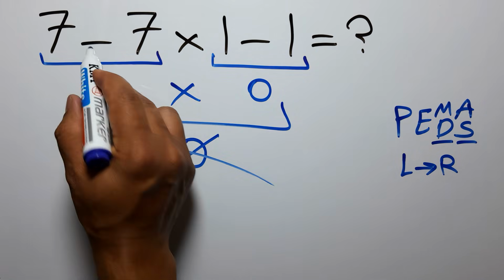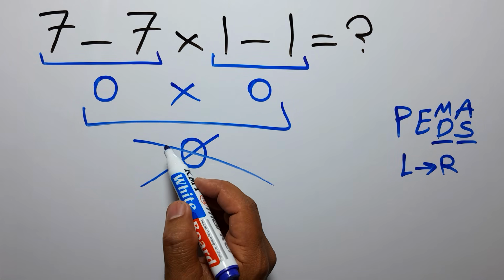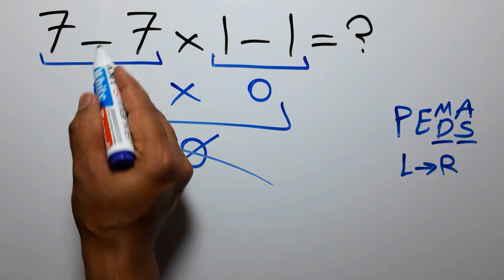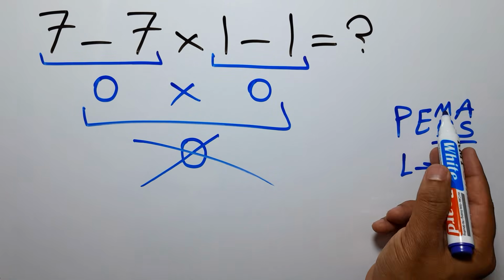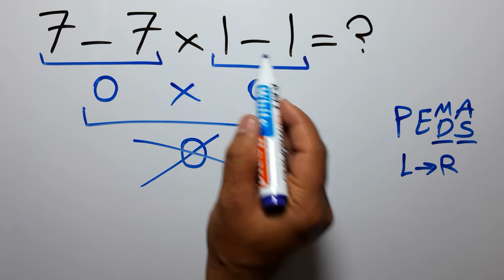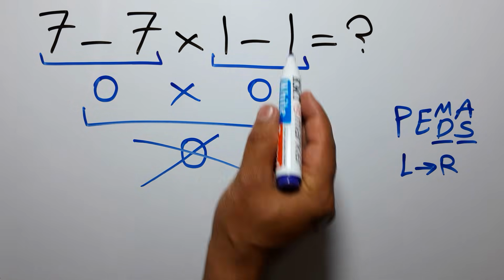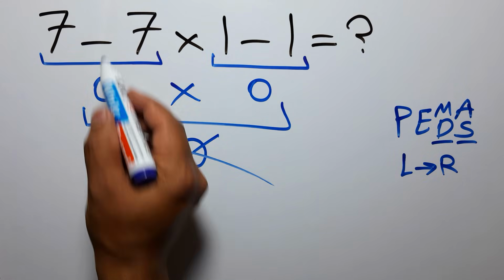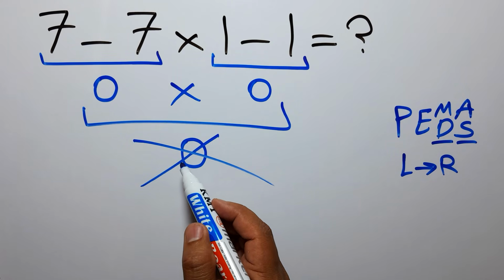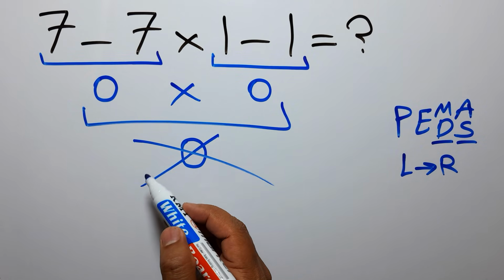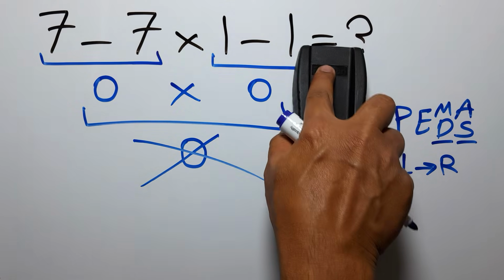In this expression we have 2 subtractions and 1 multiplication. According to PEMDAS, multiplication has higher priority than subtraction because multiplication comes before subtraction. And when we have more than 1 subtraction in an expression, we have to work from left to right. So therefore, first we have to do this multiplication, then this subtraction, and finally this subtraction. If we do this subtraction or this subtraction before this multiplication, it is wrong.